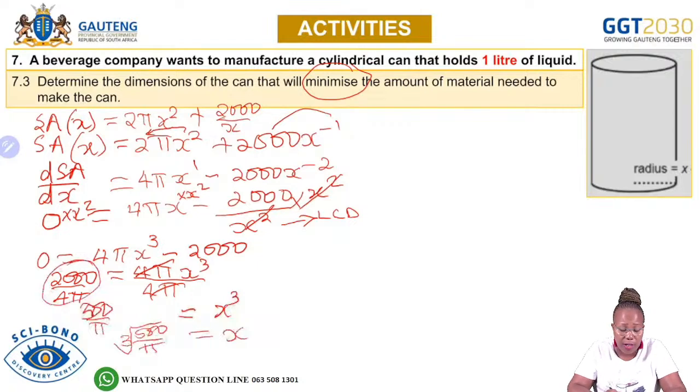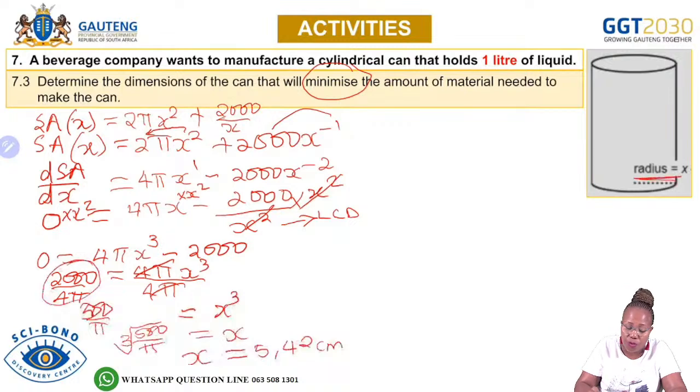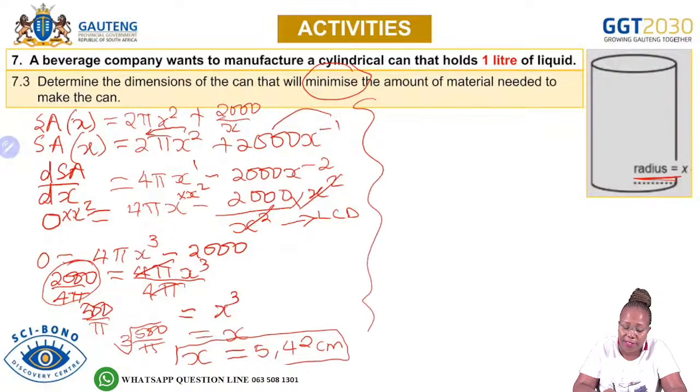So now rounding off to the second decimal, our answer will be x equals 5,42 centimeters. That means the radius of this container is 5,42. That is the first dimension. Remember, we have the x and the height of the container, which are the dimensions of that container.